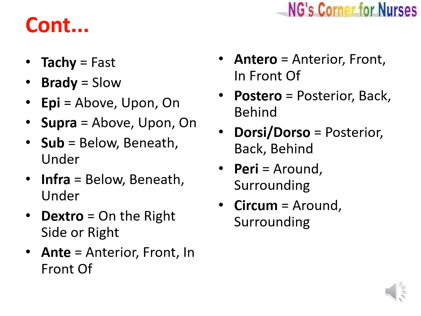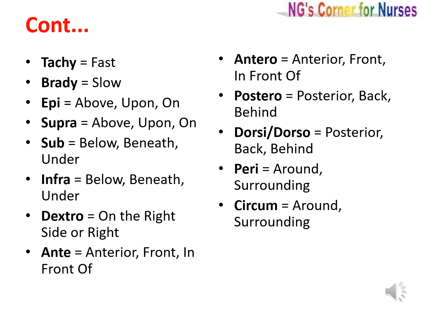Okay. Next is epi. Epi means above, upon or on. As example, we can say epidermis. That is the outer layer of the skin. Okay. Next is supra. Supra also means above, upon or on. As example, suprapubic area. That means above or over the pubic area.